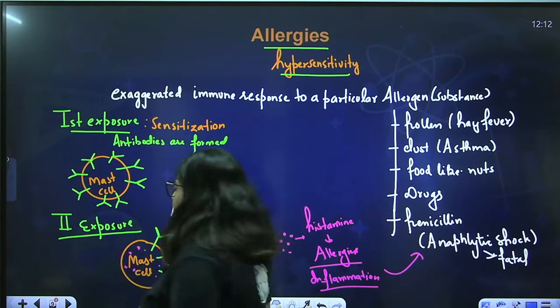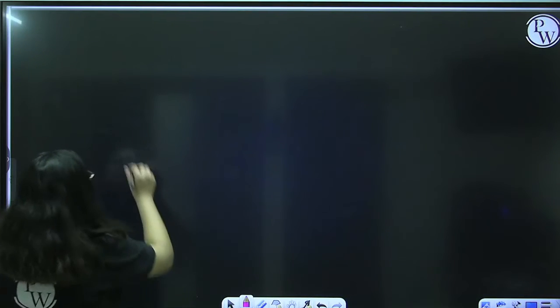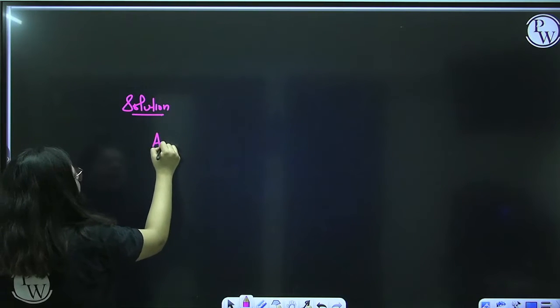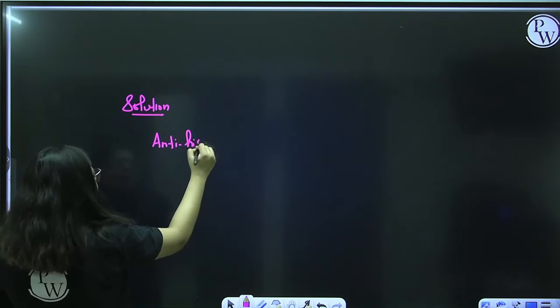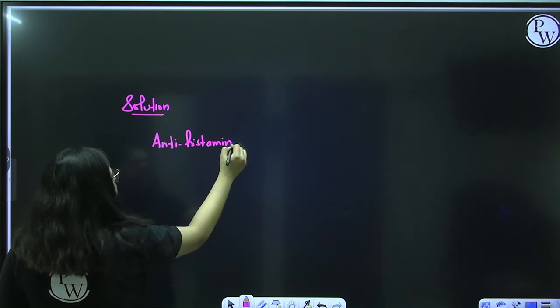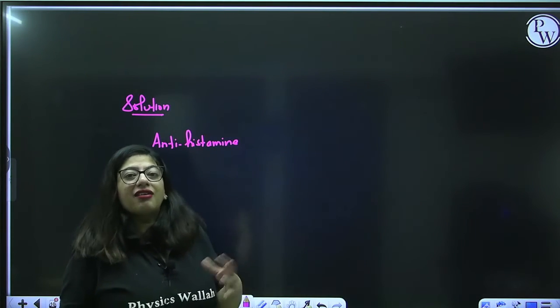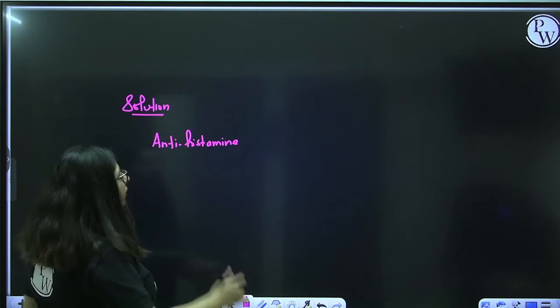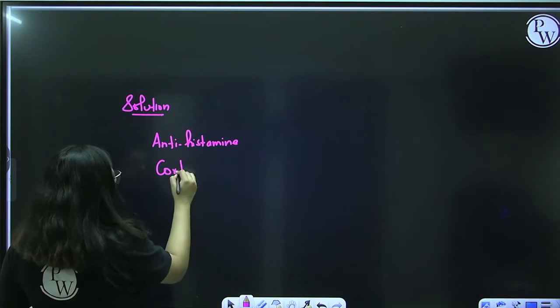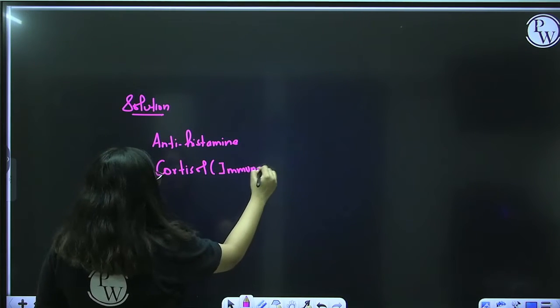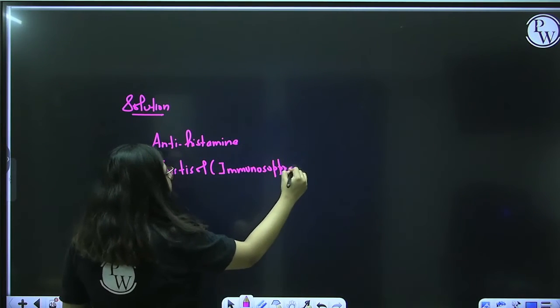But if there is a problem, we always have a solution. What's the solution? What drug can you give to a person? You can give antihistamines. Antihistamines will block the histamine and there will be no symptom of allergy. Right, there are certain drugs, Allegra and cetirizine like that. Also we can give immunosuppressants like cortisol. It will suppress the immune response.